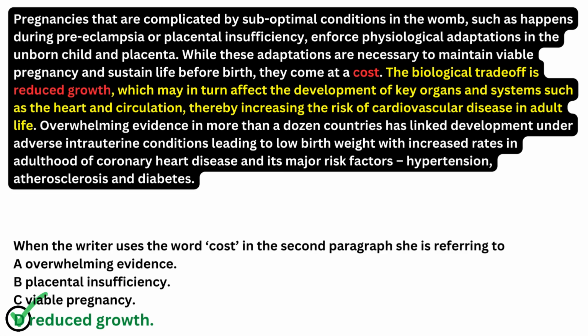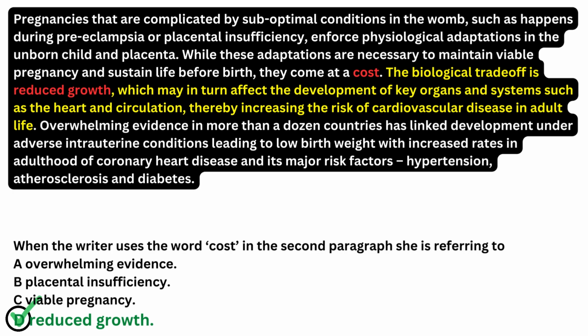According to the question, when the writer uses the word cost in the second paragraph, what is she referring to? Now, let us read the section together. Pregnancies that are complicated by suboptimal conditions in the womb, such as happens during preeclampsia or placental insufficiency, enforce physiological adaptations in the unborn child and placenta. While these adaptations are necessary to maintain viable pregnancy and sustain life before birth, they come at a cost.